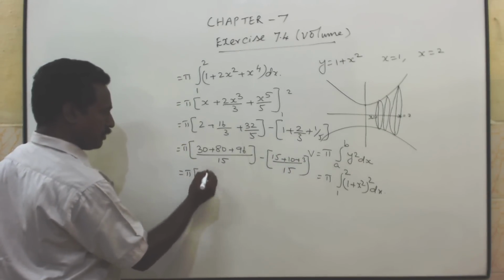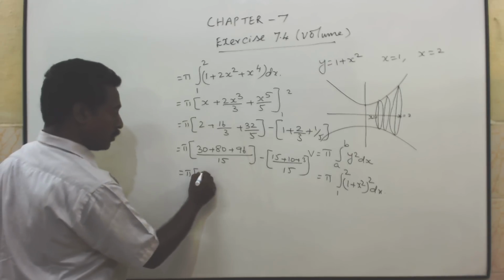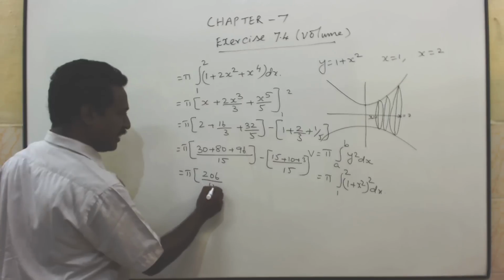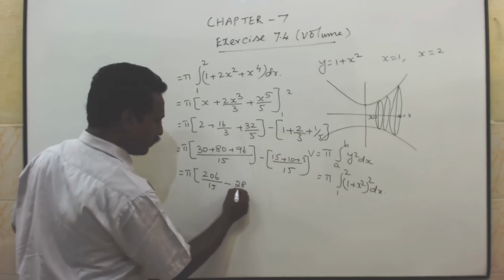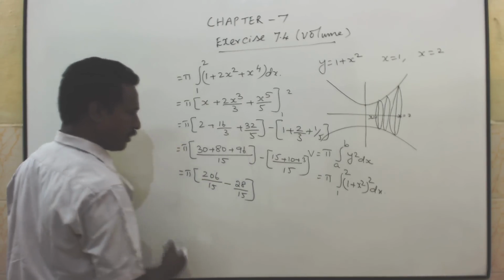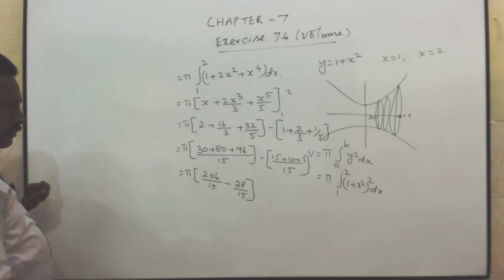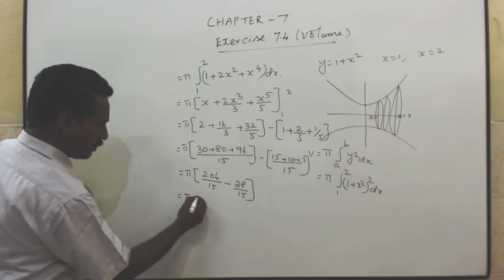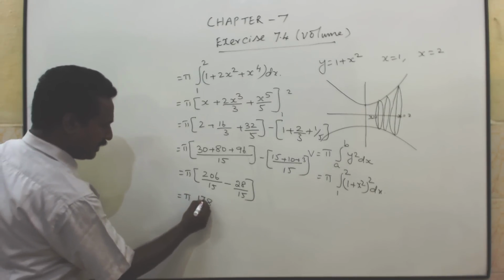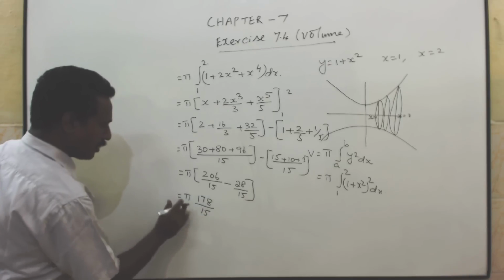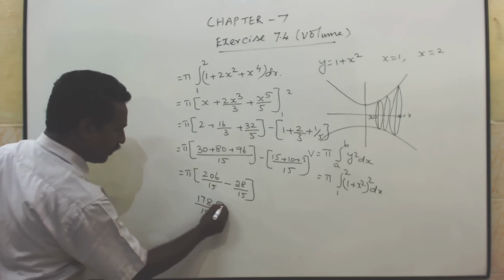Pi, that is 206 by 15 minus 28 by 15. So pi, that is 178 by 15, or otherwise 178 pi by 15.